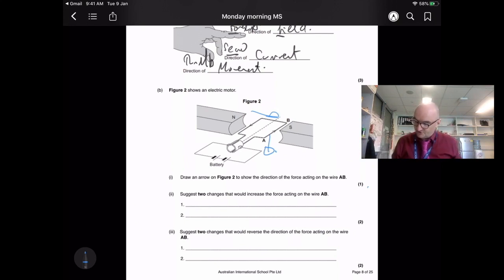Done that. Suggest 2 changes that would increase the force acting on wire AB. Well, you could increase the volts or the potential difference. You could increase the current or I. That would work. Or you could increase the strength of, yes, the magnetic field.